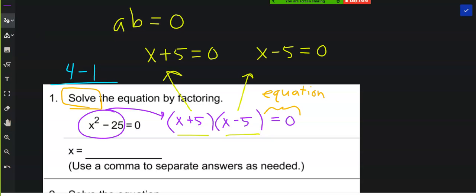0 is not one of the answers. What'd you say? -5 and +5. Just by subtracting the 5 or adding the 5. Is it okay if I write plus and minus 5? Yes.